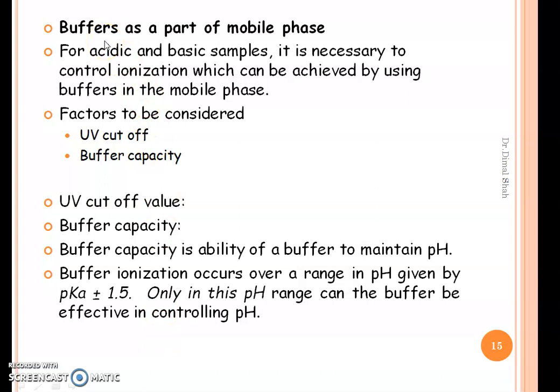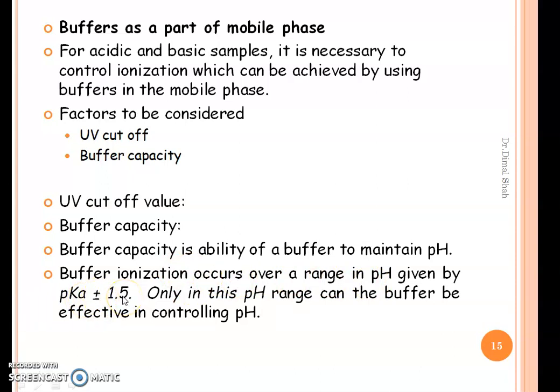Many times we may include buffers as a part of the mobile phase. For acidic and basic samples, it is necessary to control ionization, which can be achieved by using buffers in the mobile phase. For buffer selection, the factors to be considered are the UV cutoff value, as we have already discussed, and the second factor is buffer capacity. Buffer capacity is the ability of a buffer to maintain pH. Buffer ionization occurs over a range in pH given by pK plus or minus 1.5.